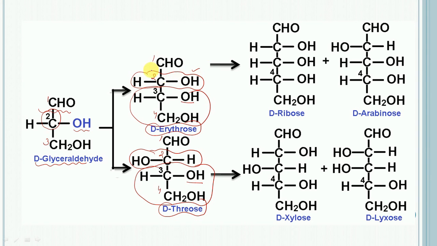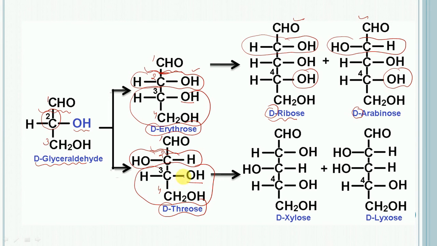Now in the next step, one more carbon is introduced in D-erythrose and D-threose. Let us first consider the case of D-erythrose. If carbon is introduced in the first case with the hydroxy group on the right hand side, it is D-ribose, and in the second case with the hydroxy group on the left hand side, it is D-arabinose. If we look at the penultimate carbon, the hydroxy group is on the right hand side, so it is the D configuration. So these two compounds have 5 carbon atoms.